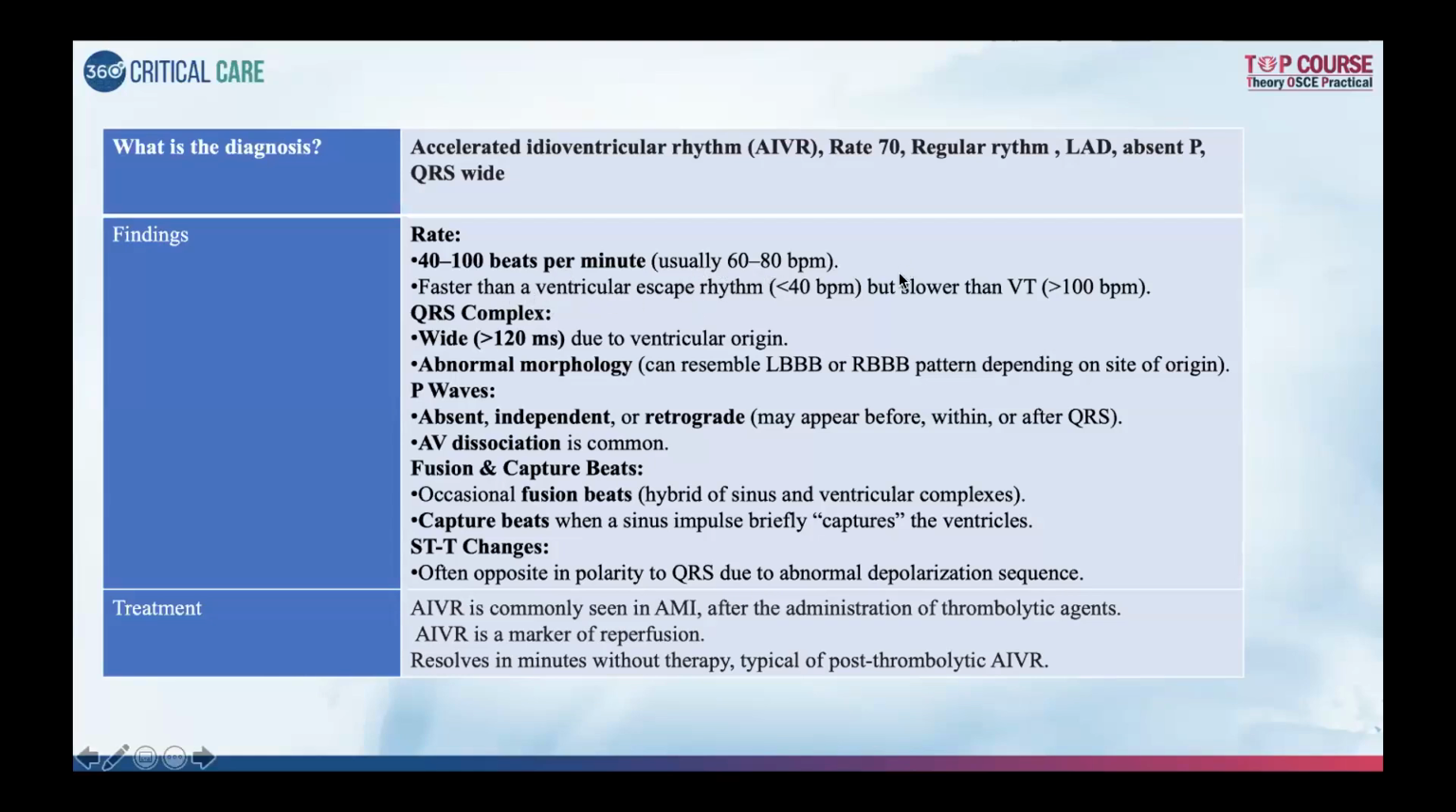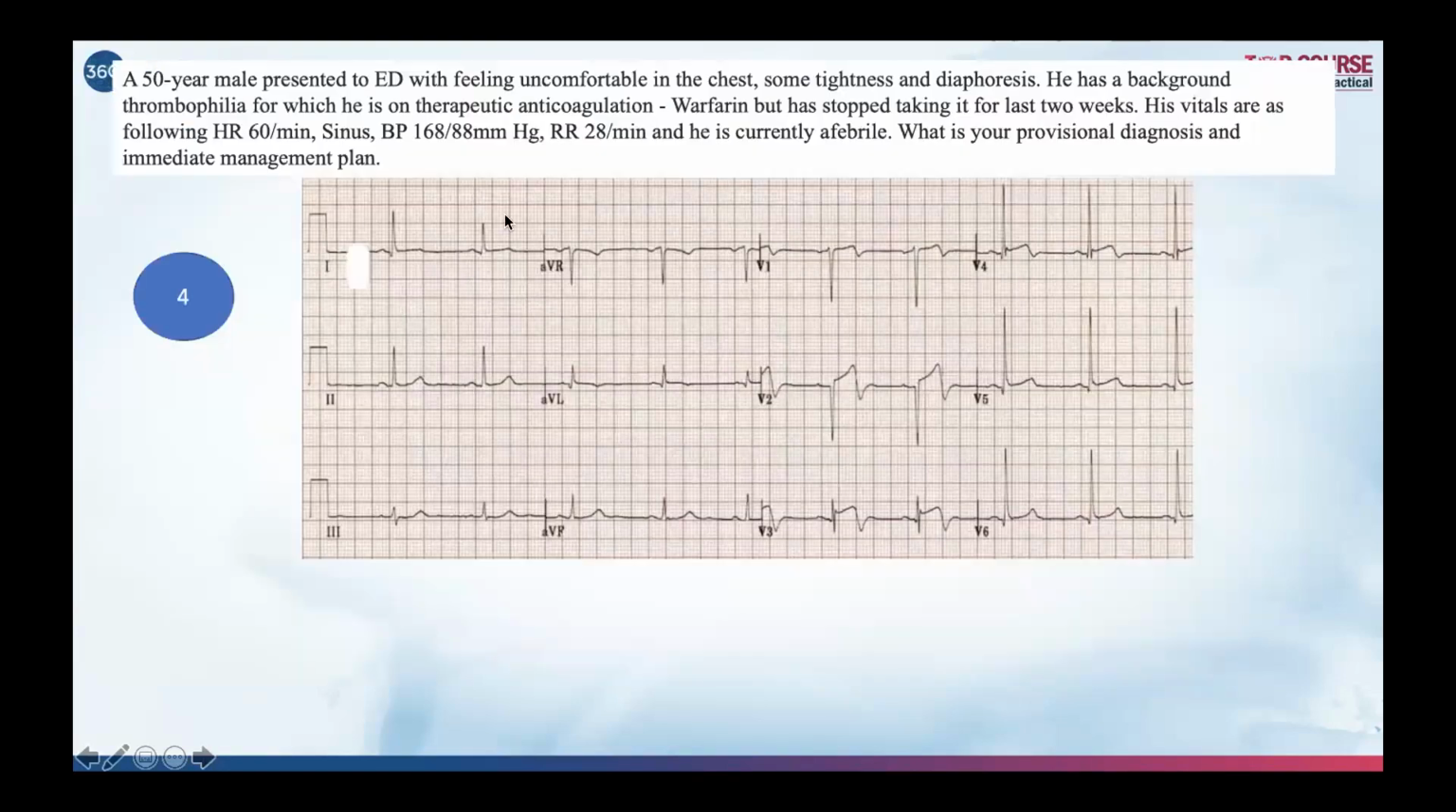So it will be faster than an escape rhythm, but slower than a VT. The QRS is wide, more than 120. It almost resembles an LBBB or RBBB pattern, and there can be fusion or captured beats as well. You don't have to treat this. It automatically resolves in minutes without therapy.